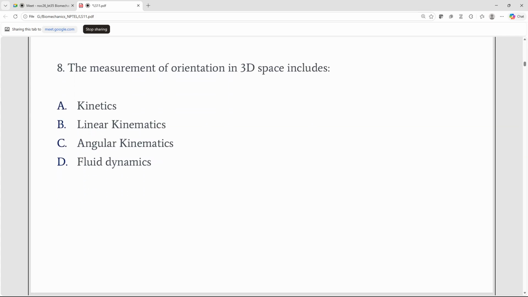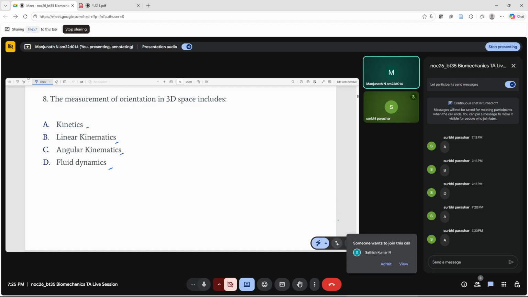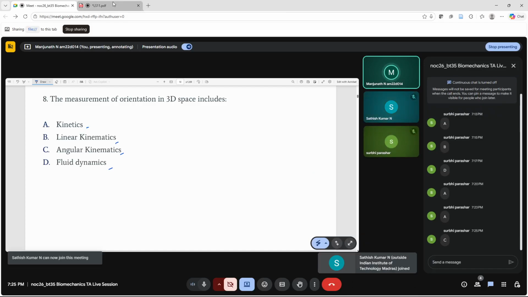Next question. The measurement of orientation in 3D space includes which among the following? Options are option A, kinetics, option B, linear kinematics, option C, angular kinematics, option D, fluid dynamics.